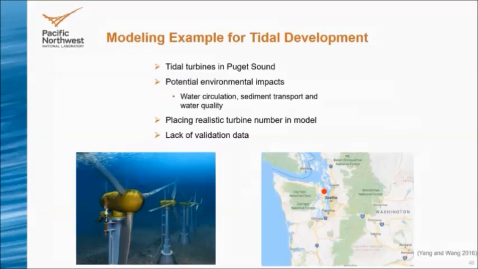So next slide, please. To provide an example, we've done some work here at PNNL looking at tidal turbines in the Puget Sound and the potential environmental impacts related to water circulation, to sediment transport, and water quality if enough turbines were placed in an array. There have been a lot of these studies done around the entire world and at PNNL, and we're taking it to the next level by looking at a realistic number of turbines in the model as opposed to just putting in an energy sink.